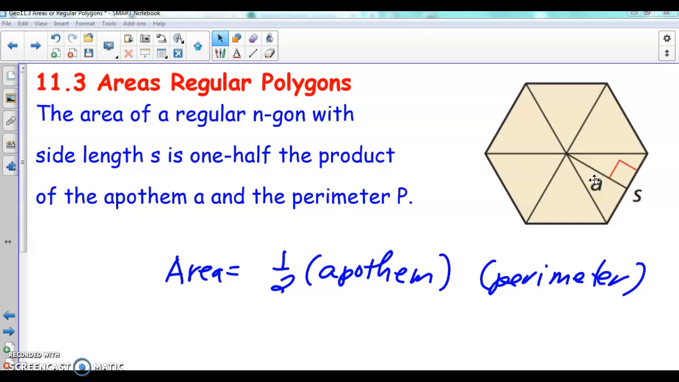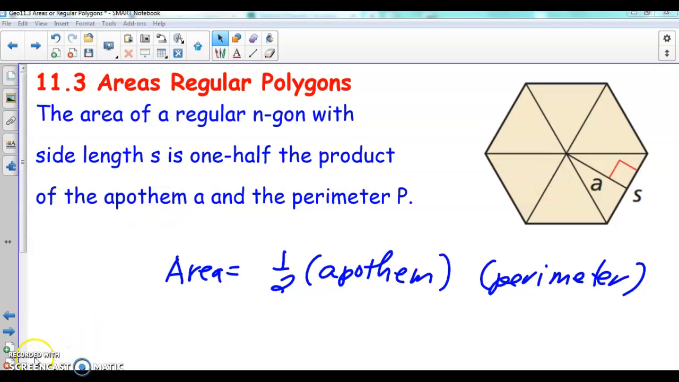So if you know the formula for a triangle, which is base times height divided by 2, you could use that as well. But since there's 6 triangles altogether, get the area of 1 and then just multiply it by 6.